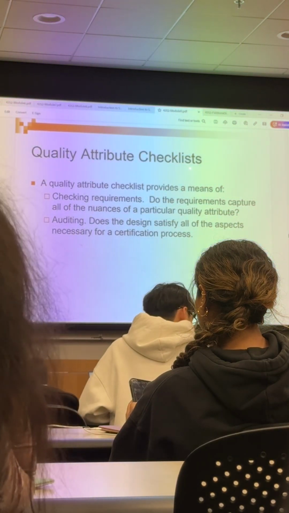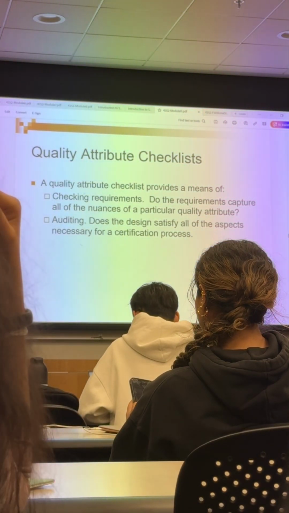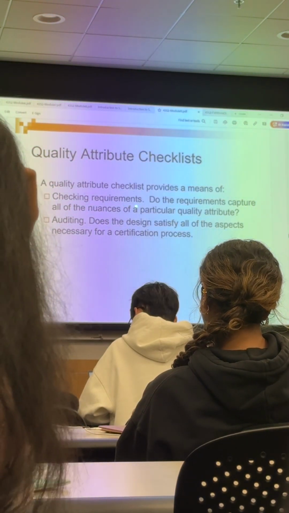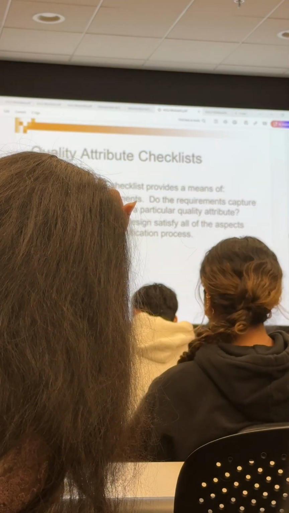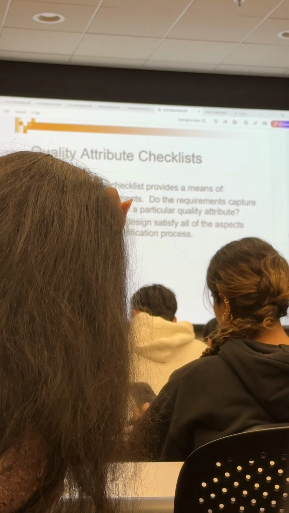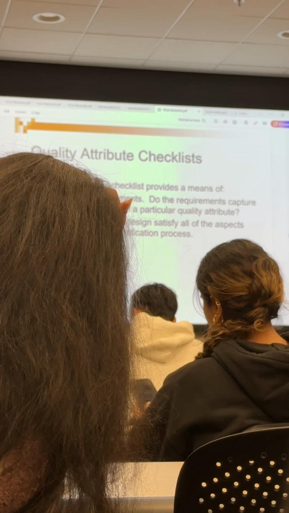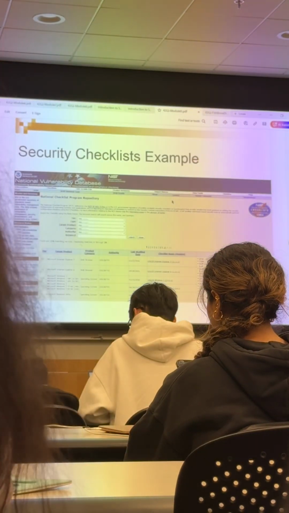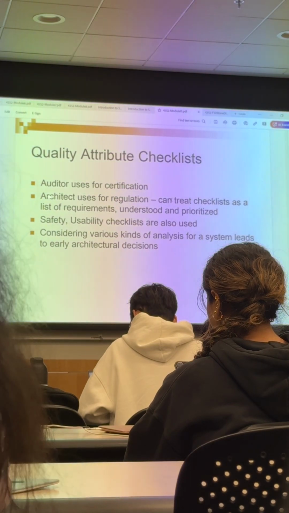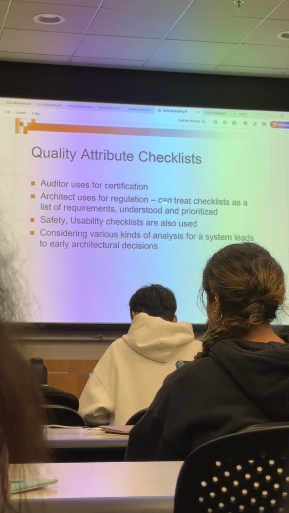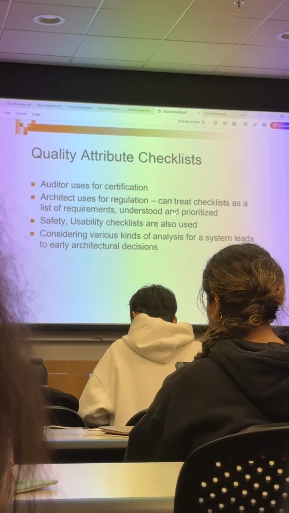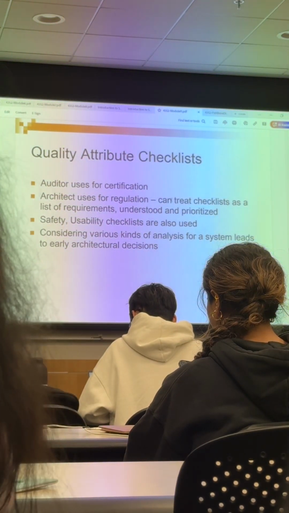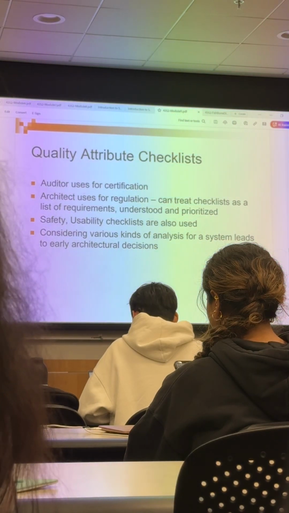Quality attribute checklist is the third way you can perform quality attribute analysis. You can check requirements, you can audit, and these checklists are sometimes very vast. Okay, they can defeat the purpose of even using them, as we looked at last time. But this will provide guidelines for the architect to make sure that you have requirements that are understood and prioritized. If there's an audit happening, we use this for certification. So checklists are very useful in the industry.